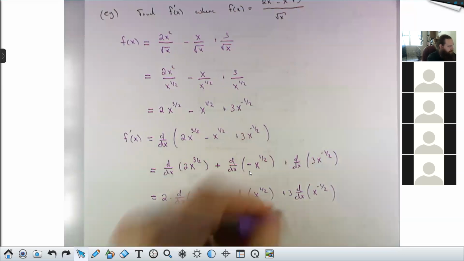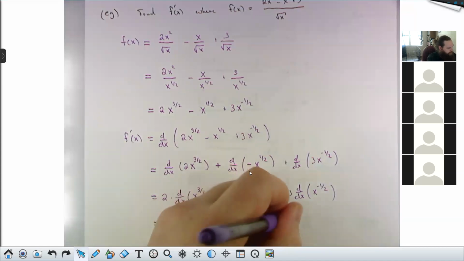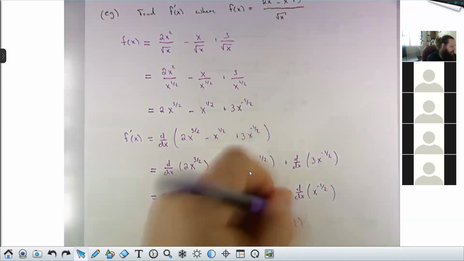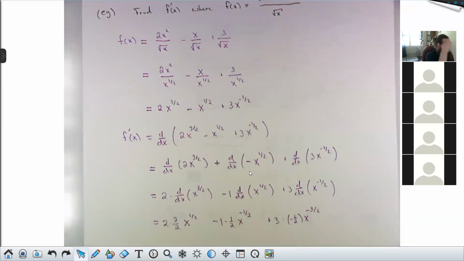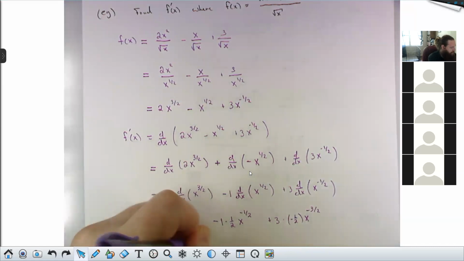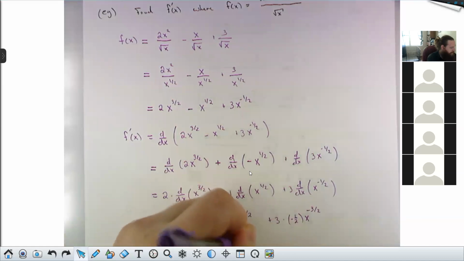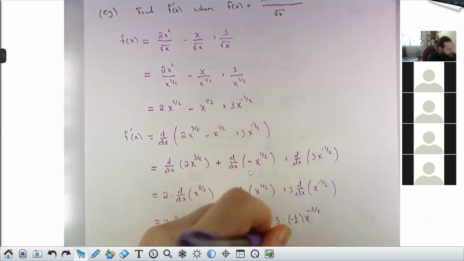And then from here, the 3 comes along for the ride. The derivative of x to the negative 1/2 by the power rule, sorry, is negative 1/2 times x to the negative 1/2 minus 1, which is negative 3/2. And then we can clean each of these up if we desire. The 2's in the first expression cancel. So this is 3 times x to the 1/2 minus 1/2 x to the negative 1/2, and then minus 3/2 x to the negative 3/2.